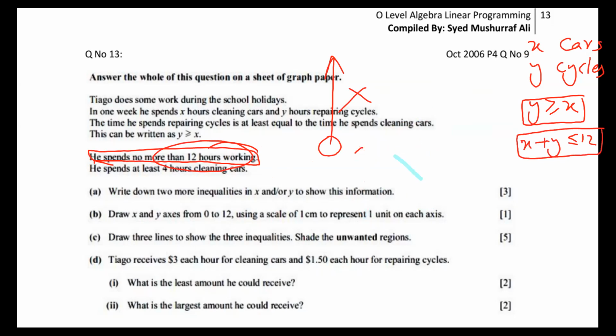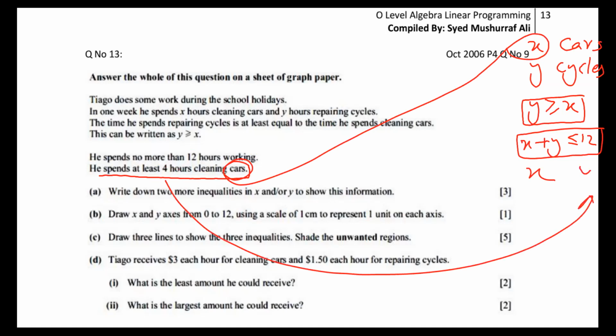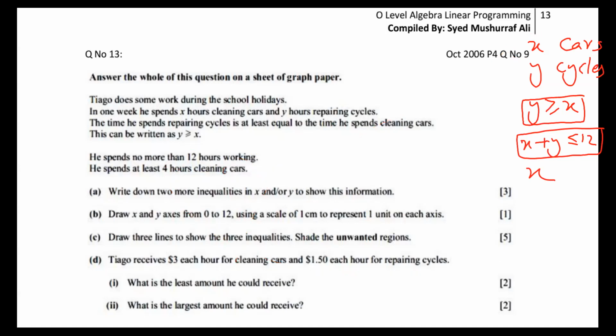Okay, let's talk about the next inequality. He spent at least 4 hours on cleaning cars, and because he talks about cars, I write here x, and this number 4 I write here. Now because he said at least 4 hours, it means 4 and more, 5, 6. So 4 and upward, so this is my equal sign and above. So x is greater than or equal to 4, this part is clear.